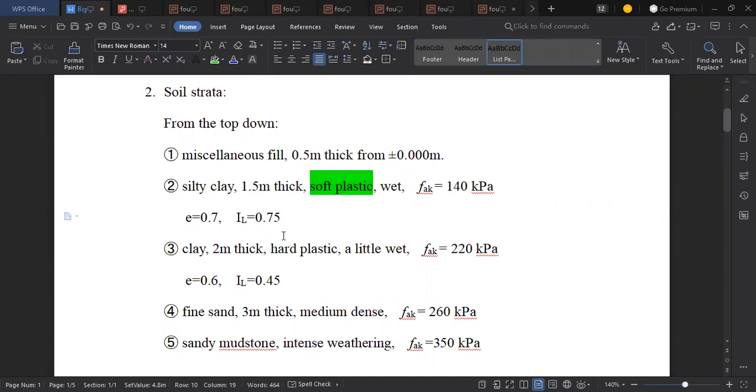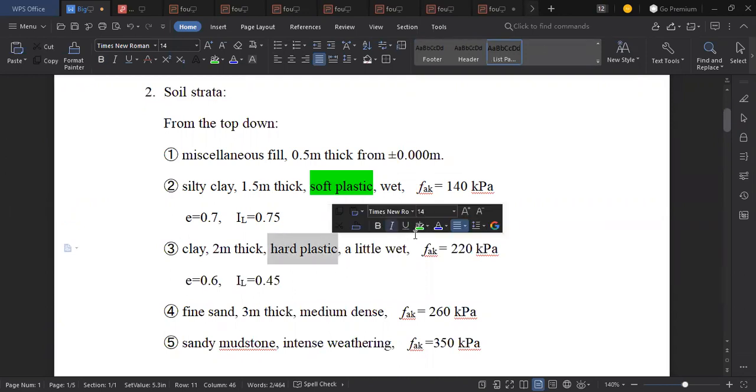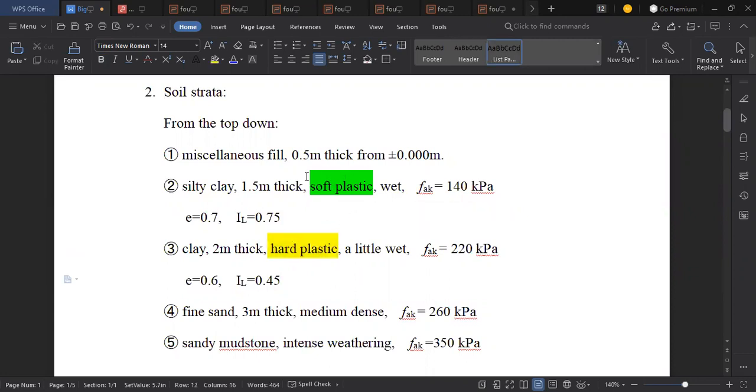And then the next one was hard plastic, which is what made my decision, because we know from one of the PPTs, I think somewhere in chapter 3, that hard plastic is a better choice. So clay hard plastic is a better choice for our bearing stratum. I think layer 3 is the best choice, because we have choices between 2 and 3. So I think 3 is the better option.